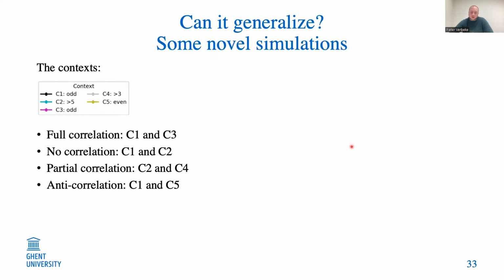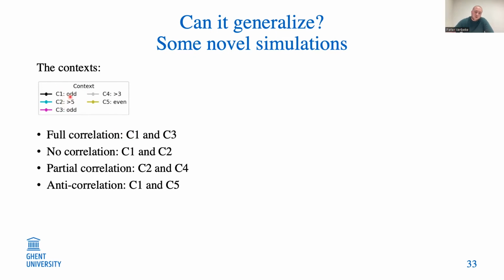And that in contrast to the Chinese restaurant process, it can do this for fully correlated contexts, partially correlated contexts, and even anti-correlated contexts. So I performed some novel simulations where we have 5 contexts, where some contexts are fully correlated. So 1 and 3 are both different neurons in the task layer with one-hot encoding, but they have the same mappings, basically the same task rule.